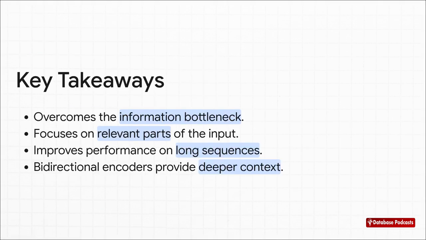So, let's wrap this up. What are the big takeaways? Well, first, the attention mechanism completely shatters that old information bottleneck. It allows the model to focus on what's important, one step at a time, which is why it's so amazing at handling long, complicated sentences. And then, when you pair it with a bidirectional encoder, you're giving the model a super deep, contextual understanding of the text right from the get-go.